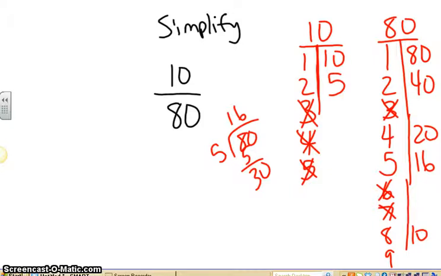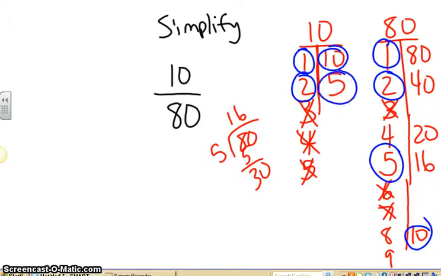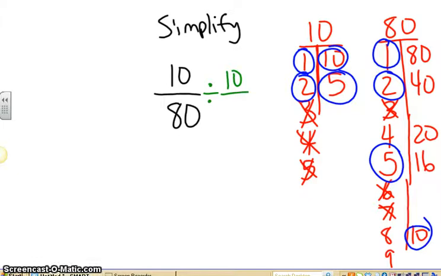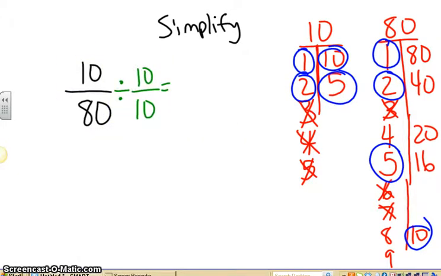So I have to find the greatest common factor now. Now I see that they have a common factor of 1. I see they have a common factor of 2. I see they have a common factor of 10 and a common factor of 5. So they have a lot of common factors. So when I simplify this, I have to use the greatest. So let me erase this division work. And our greatest common factor is 10. So I'm going to use 10 as my greatest common factor. So 10 will go into 10 one time. 10 will go into 80 8 times.